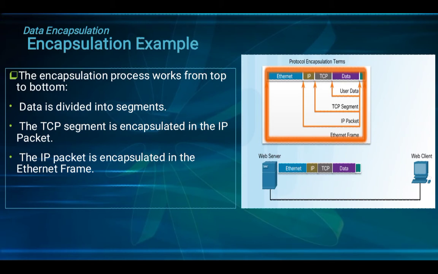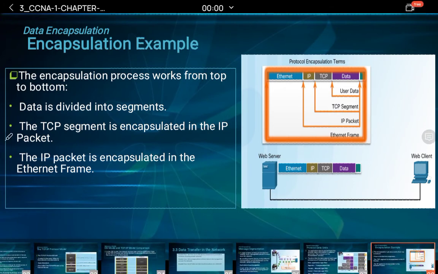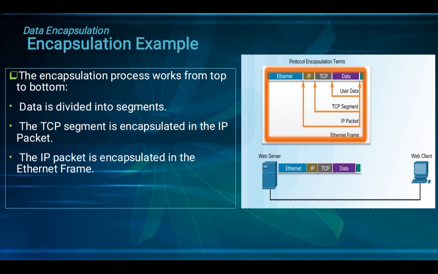Encapsulation examples. This is an example of encapsulation. The encapsulation process works from the top to bottom. Data is divided into segments. The TCP segment is encapsulated in the IP packet. The IP packet is encapsulated in the Ethernet frame.